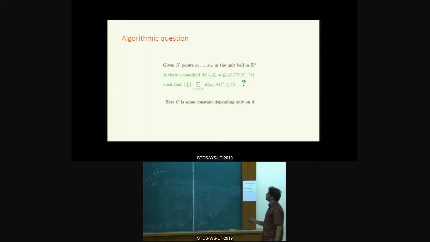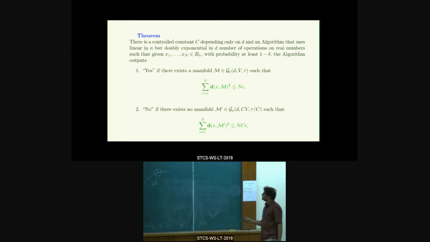Given n points in the unit ball, is there a manifold of the class of interest such that the empirical squared loss is small? Here C is some constant depending only on D. And this, we had a longer answer to this, but it was also that yes, there is an algorithm that will tell. However, this algorithm is not very efficient.